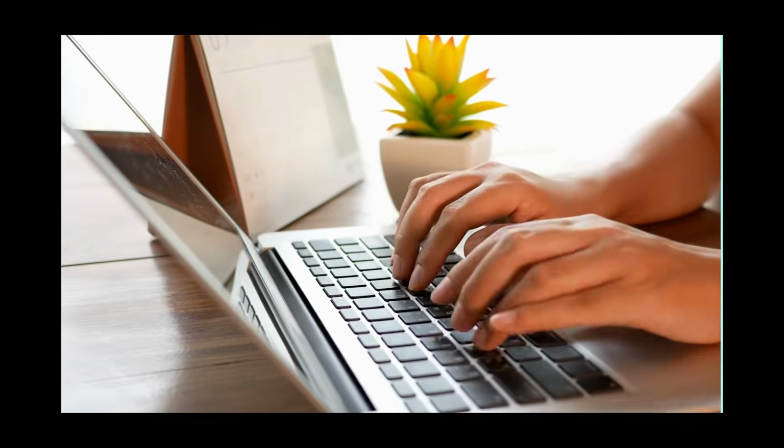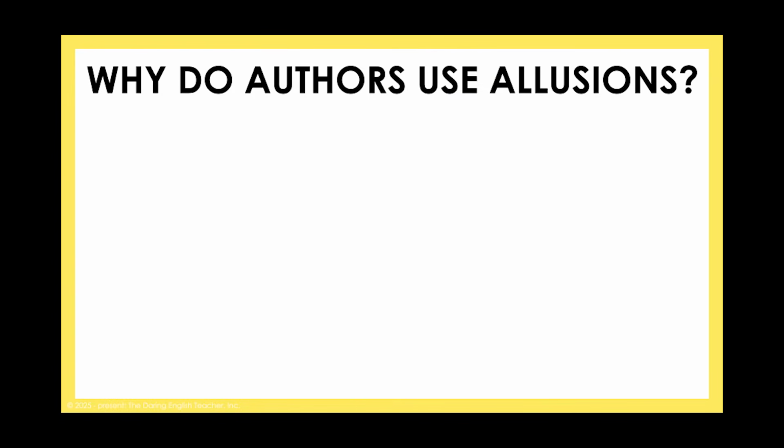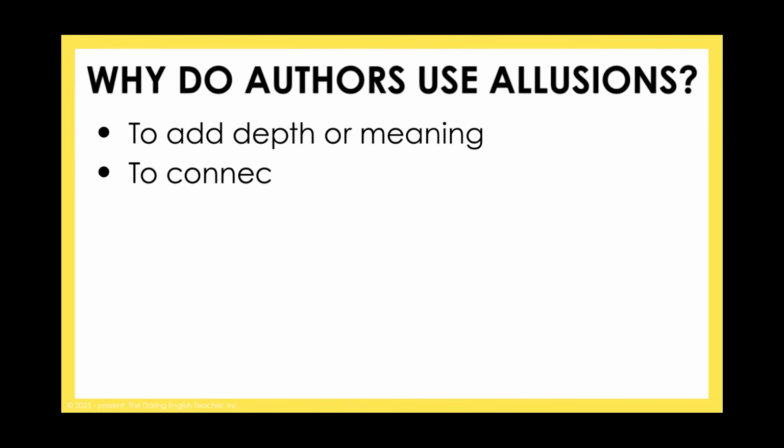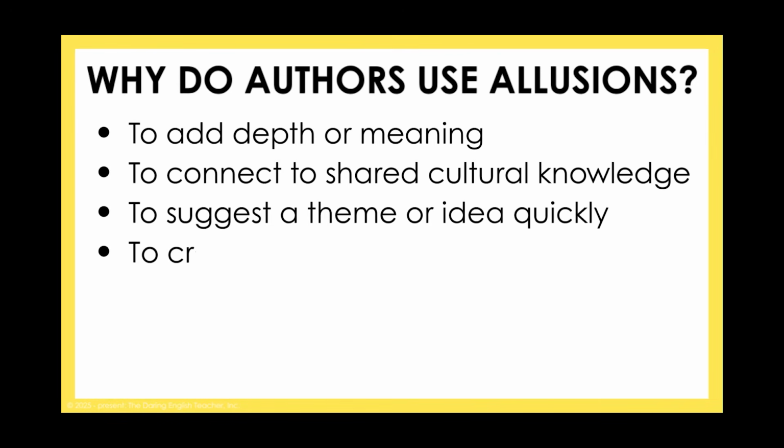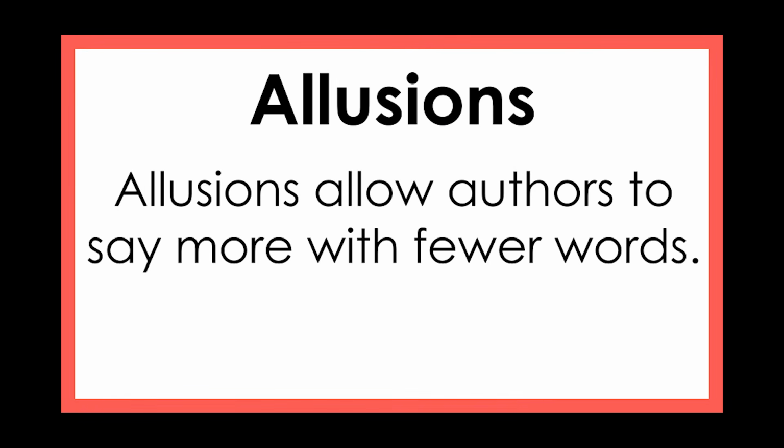So, why do authors use allusions? For many reasons. Authors use allusions to add depth and meaning, connect to a shared cultural knowledge, suggest a theme or idea quickly, or to create irony or humor. Instead of explaining everything, an allusion lets the author say more with fewer words.